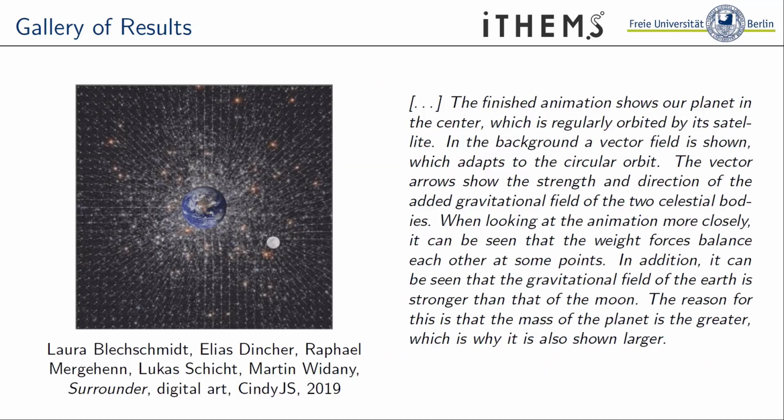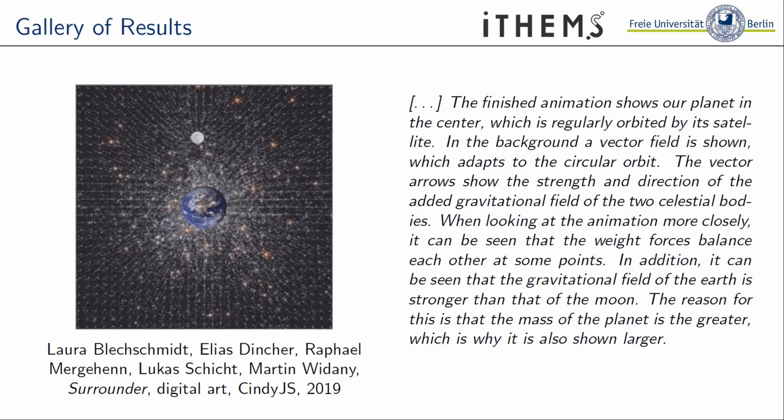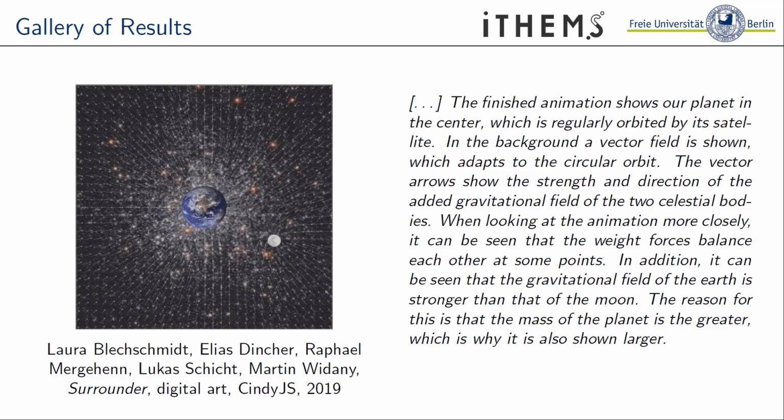The finished animation shows our planet in the center, which is regularly orbited by its satellite. In the background a vector field is shown, which adapts to the circular orbit. The vector arrows show the strength and direction of the added gravitational field of the two celestial bodies.